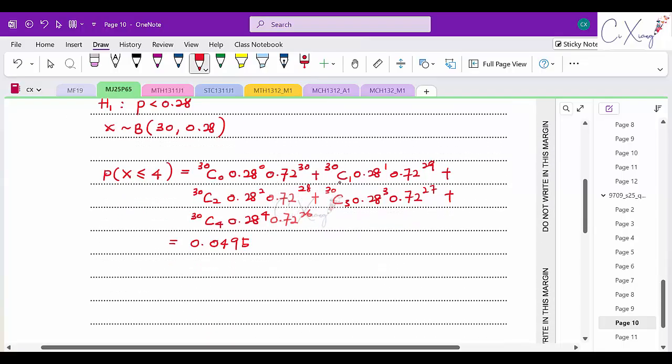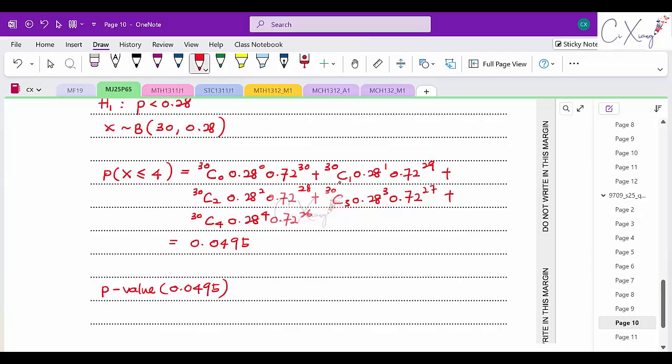Okay, so next step we have to make a decision. But before that, we need to compare our value, yeah? P-value is 0.0495, and then it is actually smaller than alpha, which is 0.10.